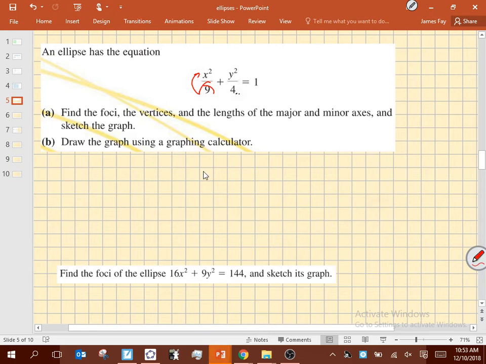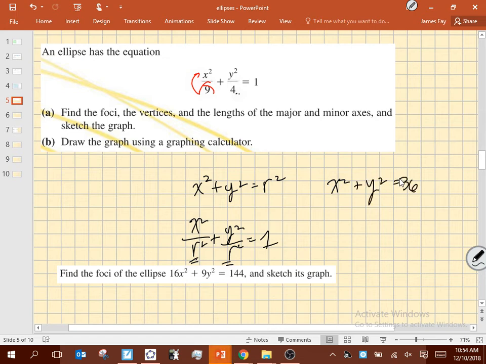If we think about it, this is the exact same formula. If I take x squared plus y squared is equal to r squared, that's the formula for a circle. Well, if I were to divide everything by r squared, x squared over r squared plus y squared over r squared is equal to 1. This is very similar to the equation of an ellipse. In a circle, the major and minor axes are the same thing, so the r squared would be the same number. So if I had x squared plus y squared is equal to 36, I'd have x squared over 36 plus y squared over 36 is equal to 1.